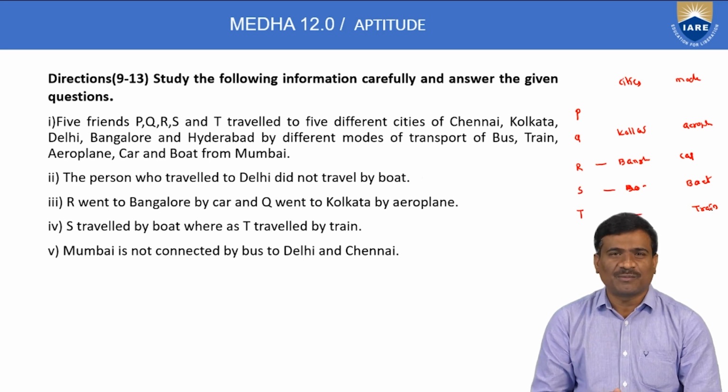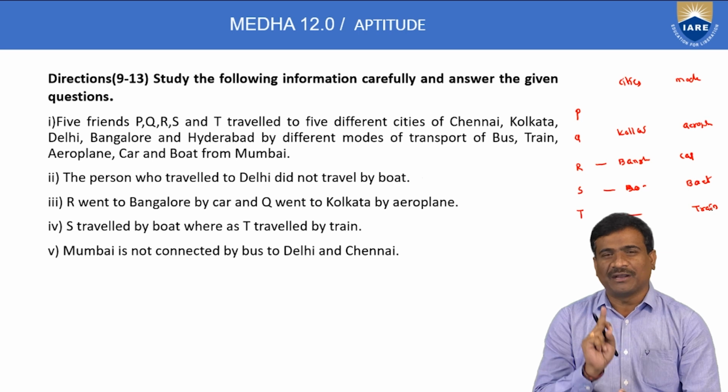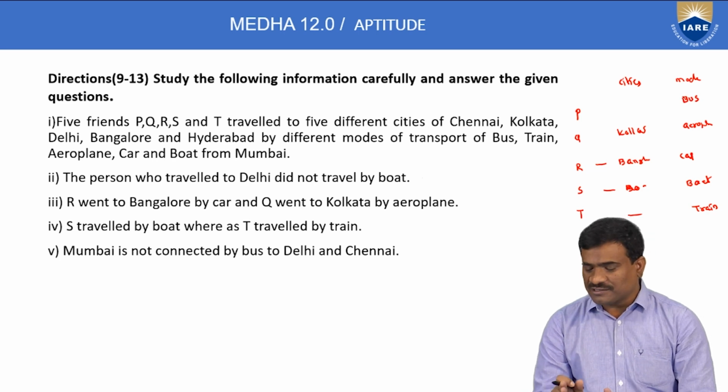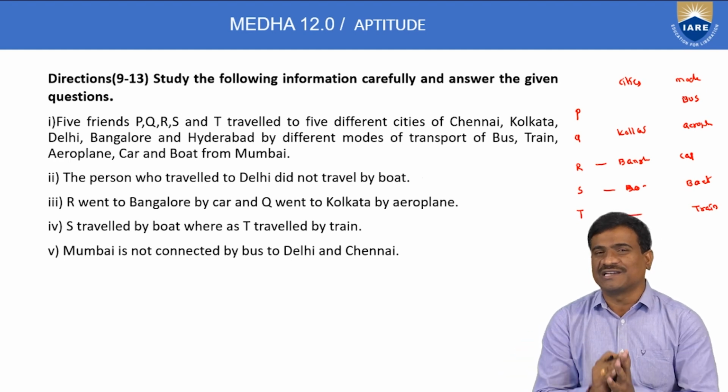In this example we have only 5 modes. Out of 5, 4 are completed, pending only bus. Then that is possible only for P. That is called P bus. So P bus, Q aeroplane, R car, S boat, T train. That part is completed. Next part is only cities.